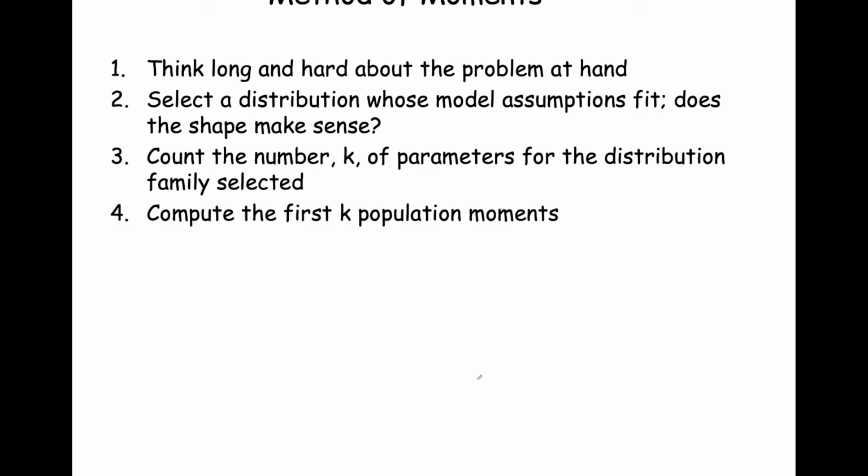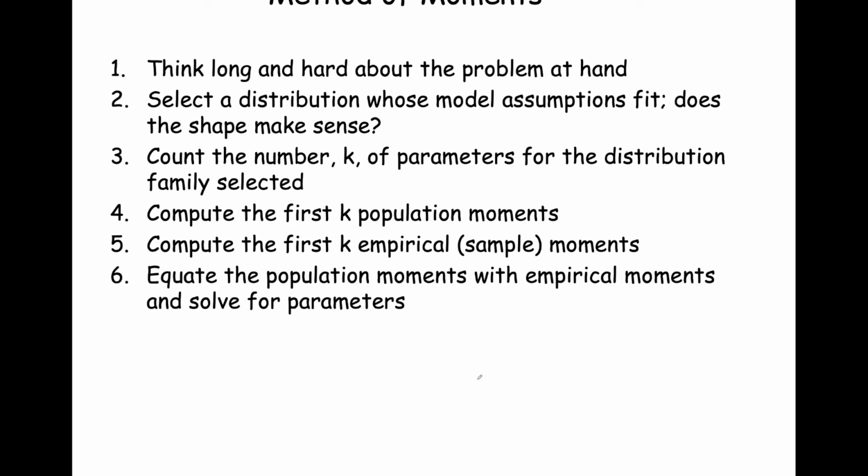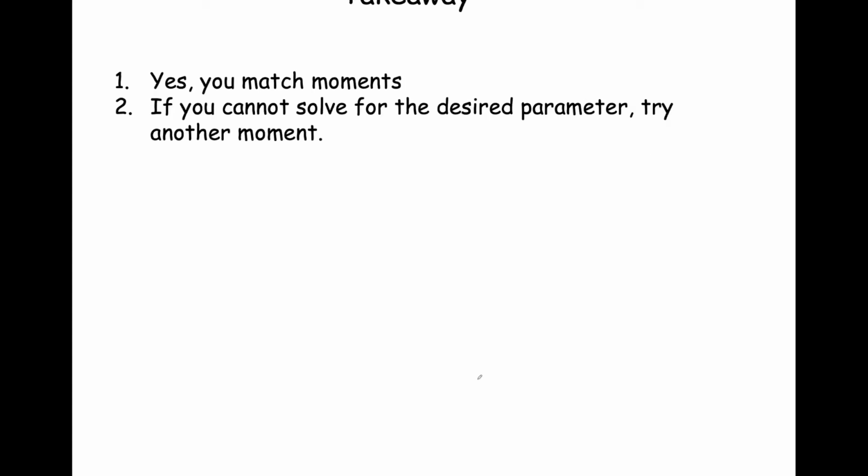So once you do that, then you compute the first k population moments for that distribution, and then you compute the first k sample moments, or so-called empirical moments in the literature sometimes, and then you equate the population moments with the empirical moments. So you equate the first population moment with the first sample moment, and then you equate the second population moment with the second sample moment. And then you solve for the unknown parameters, and these solutions are your estimators. And you'll know you have an estimator when that closed form for the estimator is defined over the data. Okay. And so yes, absolutely.